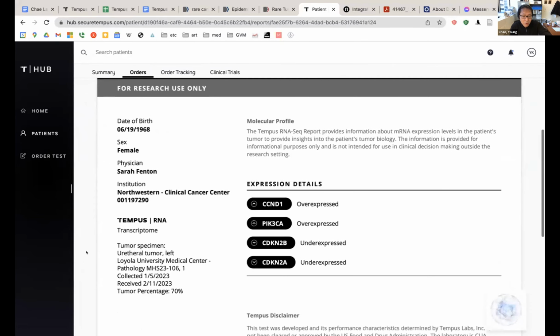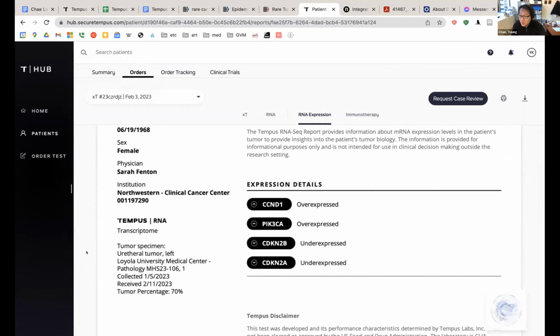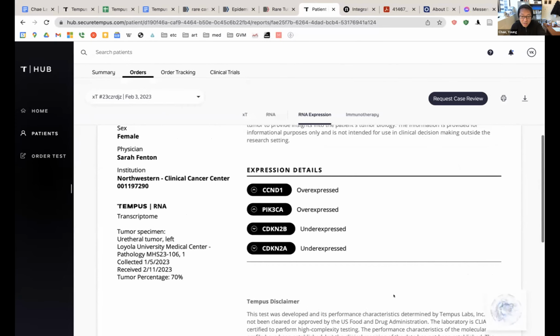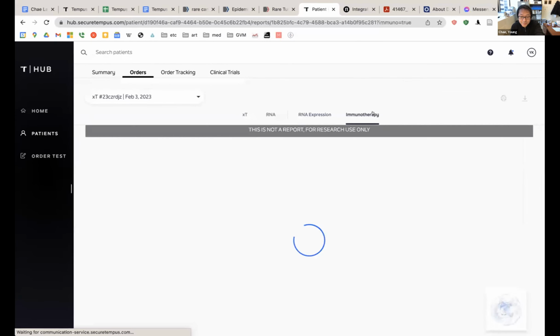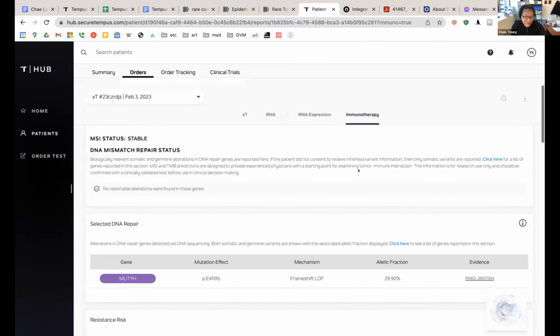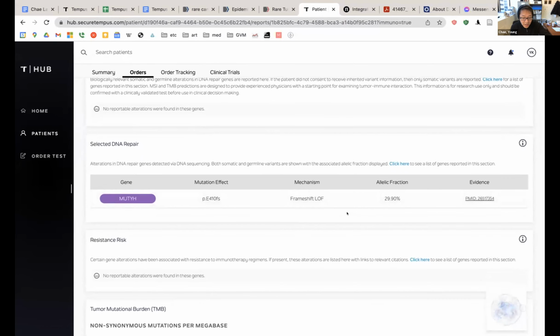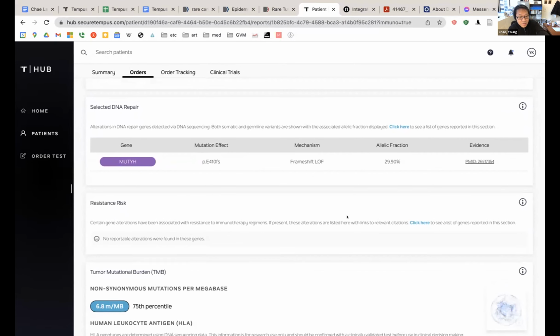Expression. So what we're trying to get is not just overexpression. We're trying to get the actual standardized or normalized expression level for each gene, the raw data of all the genes, and then go click on the immunotherapy. So it says research use only. This is what we want. MUTYH frameshift. So this, I think, is going to be important for the mucinous lung cancer project. This is the mucin gene, and I do believe it's important.